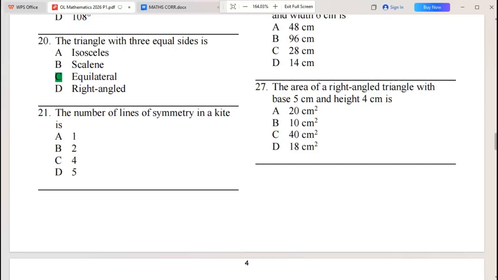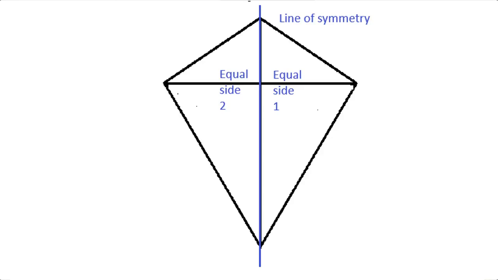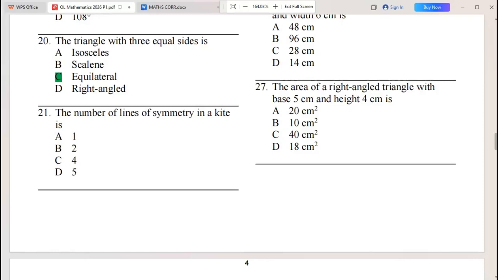Question 21. The number of lines of symmetry in a kite is. When we talk of lines of symmetry, we are talking of the line which can divide a figure into equal halves. A kite has only one line of symmetry, that's something like this. So for question 21, our answer is A, 1.